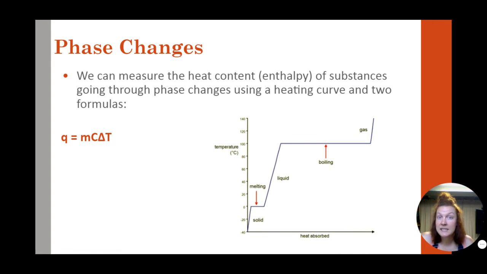Specific heat of a substance, the change in temperature of a substance, and the mass of that substance gives us the heat content. And remember, delta H is equal to Q in this class. The new one that we're going to be learning about today is Q equals moles times delta H of the phase change. And we can use this for when we don't have a temperature change.